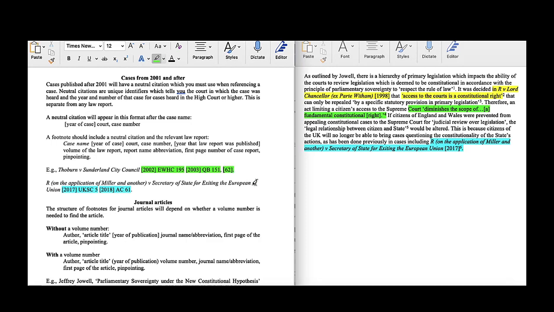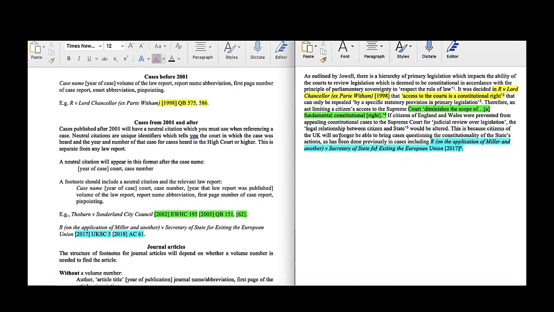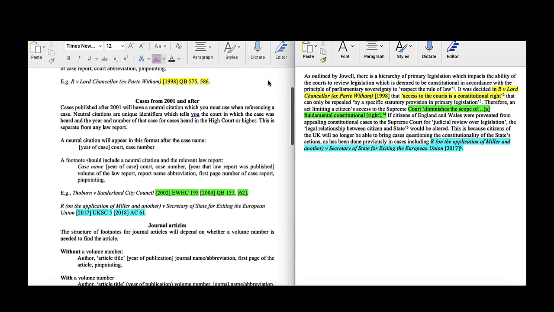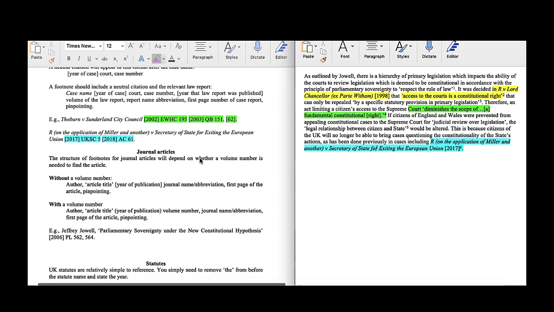We will now look at the secondary source used in the paragraph. The secondary source used here is a journal article by Jeffrey Jowell. As you can see on the screen, the form of reference for a journal article will depend on whether there is a volume number for the journal. The author of this paragraph credits Jowell for his idea, but does not explicitly state where he outlined this position, and they also include a direct quote from the article.